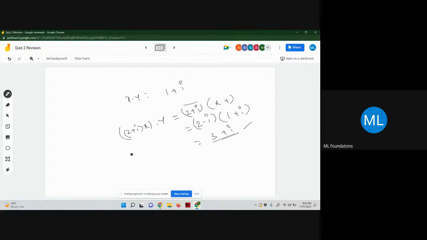But then let's say you are doing something like x dot of 2 plus i of y. You're not doing the dot of x with 2 plus i multiplied by y. Then it's going to be 2 plus i multiplied by 1 plus i. You won't be having the conjugate over there. Then it's going to be equal to what? It's going to be 1 plus 3i.